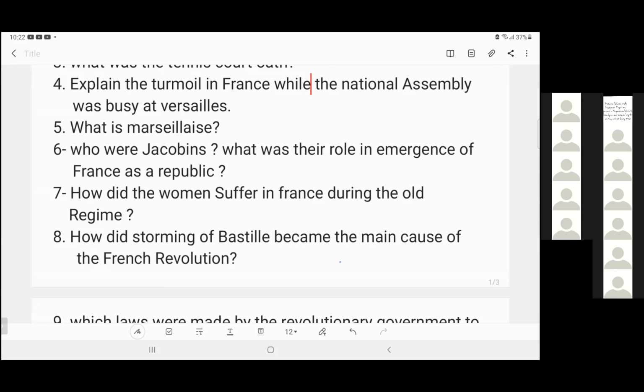Ma'am, Jacobins were the most successful of all the political clubs, which mainly belonged to the less prosperous sections of society, which included small shopkeepers, artisans such as shoemakers, pastry cooks, watchmakers, printers, as well as servants and daily wage workers. Okay. And what was their role in the emergence of France as a republic?